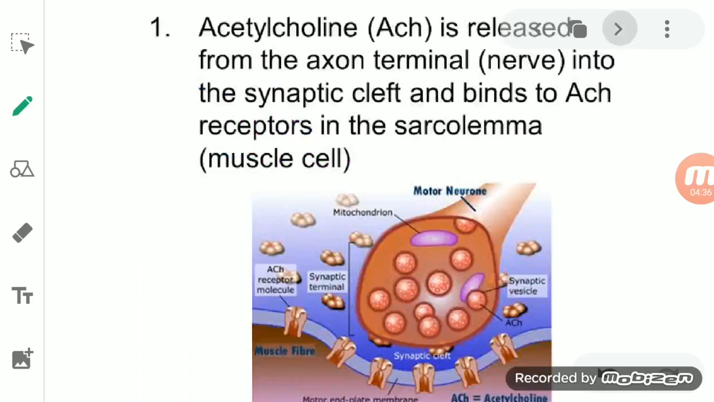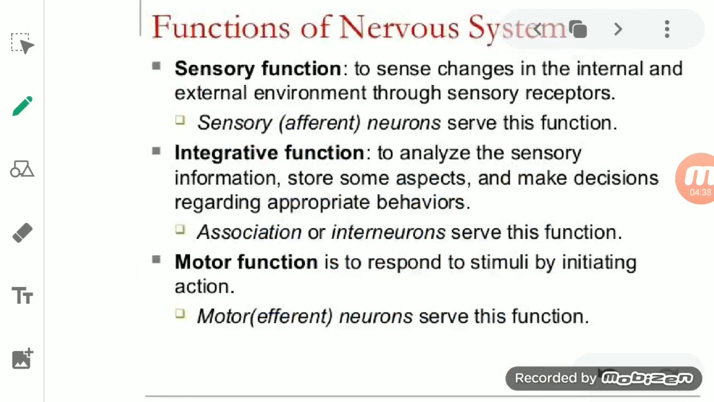Now we will go to the function of the nervous system. The basic function of the nervous system is to carry impulses from one neuron to another. So the sensory function is there, students: to sense changes in the internal and external environment through sensory receptors. A sensory neuron helps in carrying out this function.